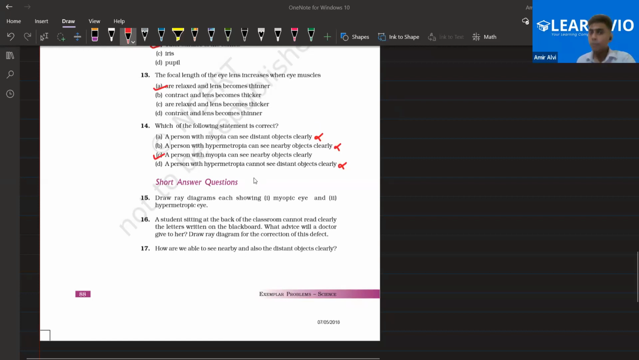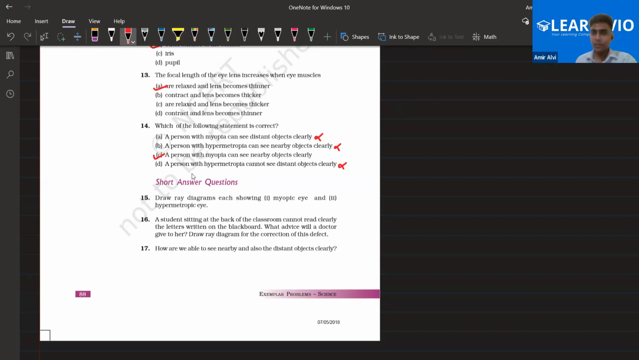In hypermetropia, we cannot see the distant... just a second, a little confusion is there. Let me read it a little bit again. A person with hypermetropia cannot see the distant objects clearly. What happens in hypermetropia? You cannot see the near object, but you can see the distant object. Hypermetropia, convex lens. Sorry, these words are very similar, so that's why it is a little bit confusing. Okay, sorry for that. Option C is right actually.